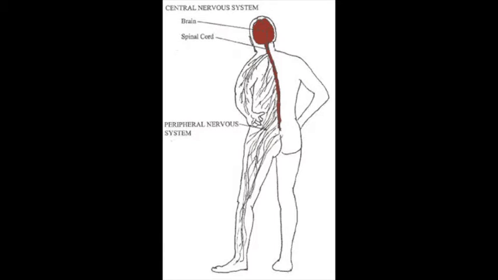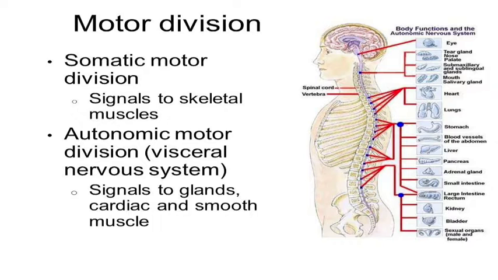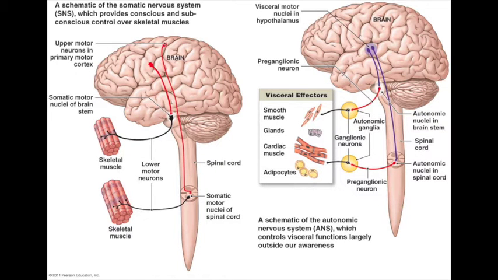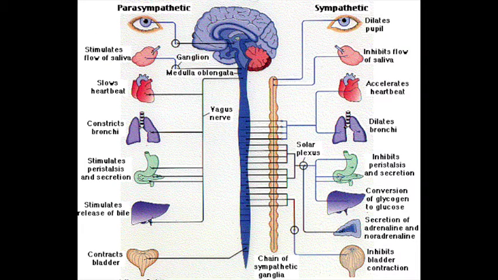Motor division. The motor division of the peripheral nervous system transmits impulses from the central nervous system to muscles or glands. It has two divisions. The somatic nervous system regulates body activities that are under conscious control, such as movement, and also reflex arcs when the body is in danger. The autonomic nervous system regulates activities that are involuntary or not under conscious control, such as heart rate or blood flow.